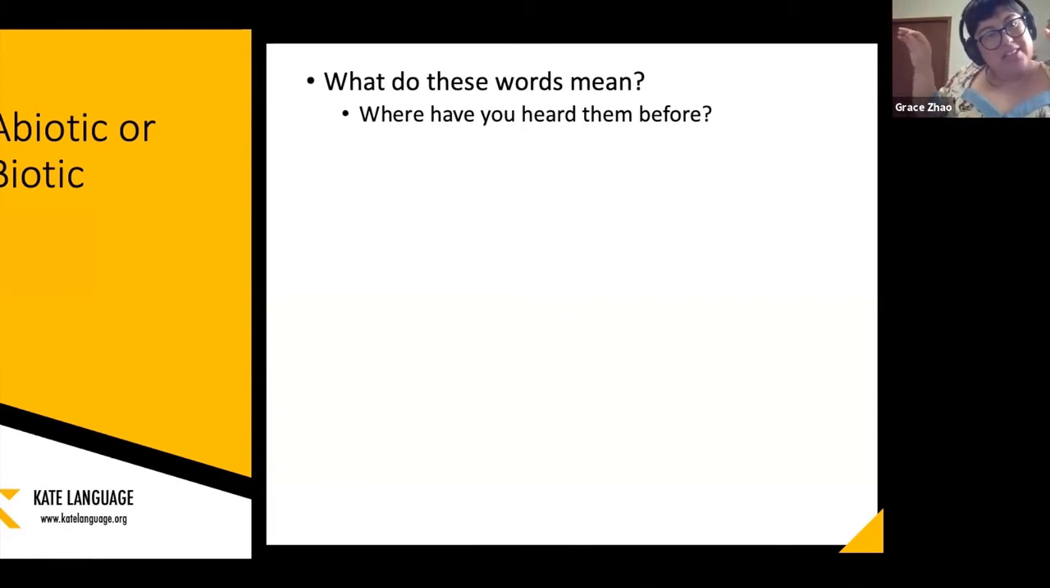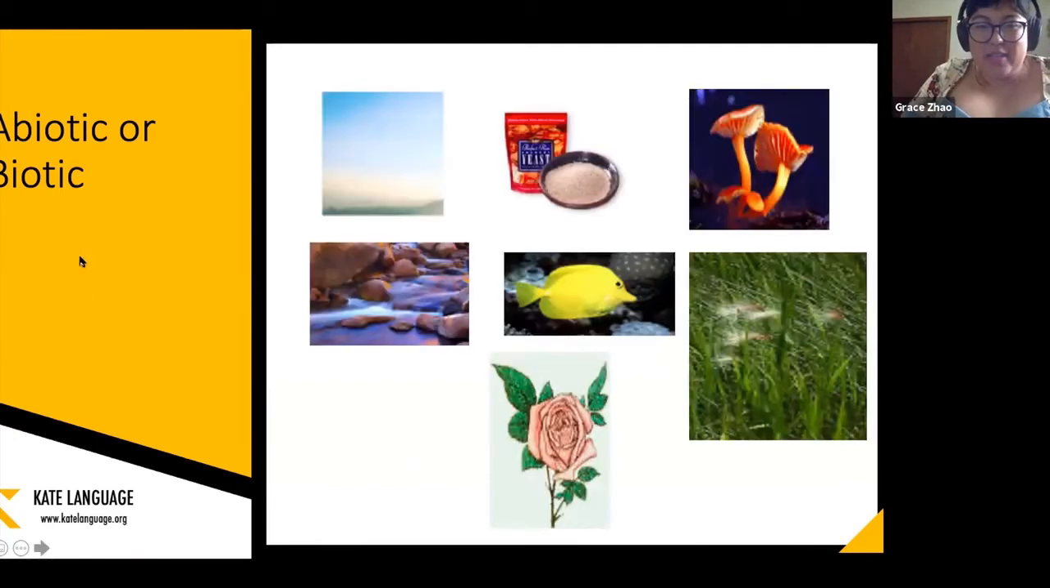Most of the time in biology, I can switch between biotic or living. I can go back and forth, and I'll probably also refer to things as abiotic as well, just to say this thing is non-living. Take these pictures. This is the picture of the sky. Here's some yeast, some mushrooms, some rocks and some water, some fishes, some grass, and a flower. So, technically speaking, is the sky considered abiotic or biotic? Like technically.